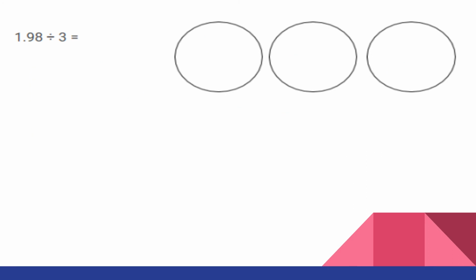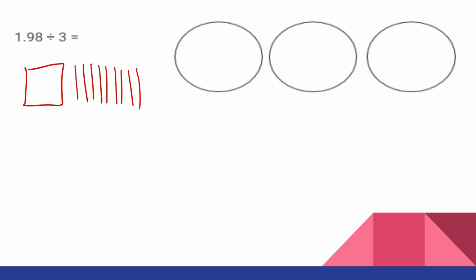Okay, let's try another one of those. 1 whole, 9 tenths, and 8 hundredths. And divide it by 3. So I will take my 9 tenths and divide it by 3. 1, 2, 3, 4, 5, 6, 7, 8, 9. I know that 9 divides by 3 evenly.